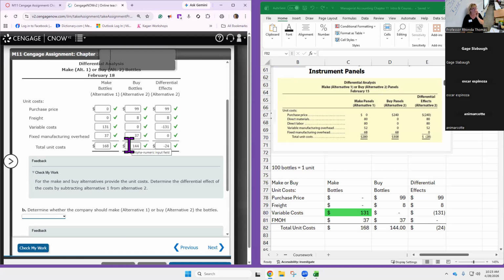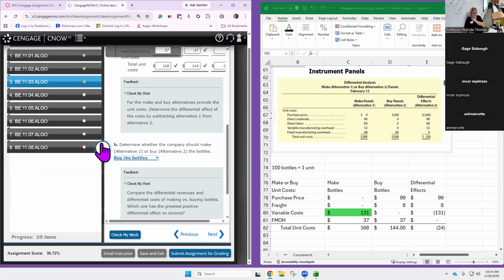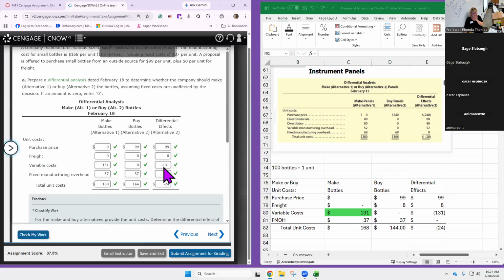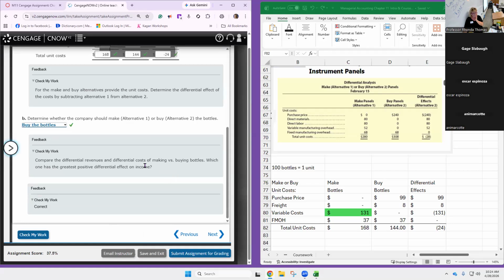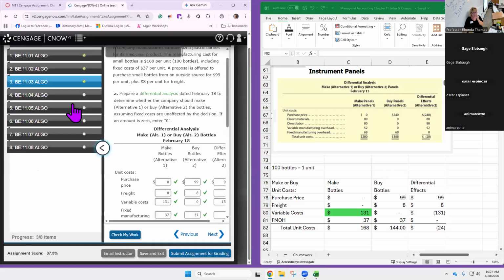Maybe we need to go test the quality of the bottles. There are just different things that we might think about before making the decision, but this is definitely putting us on the path to buying the bottles. Let me check it, make sure I'm right. Do I have any red marks? Okay, no. But you really had to concentrate on the fact that this was costs only, not both.